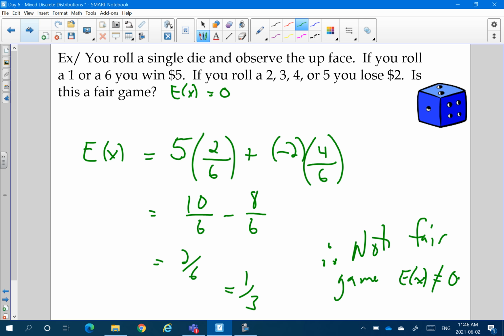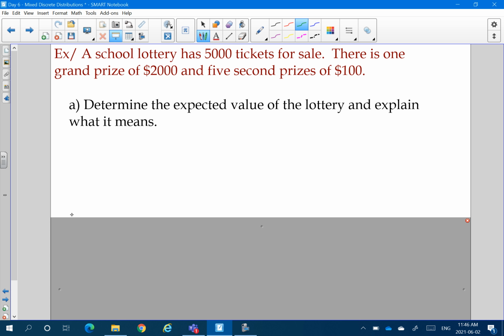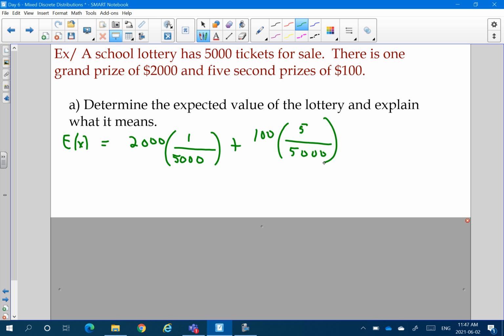All right, let's think. Here's one last question we can do together before we start the practice homework, worksheet, whatever you want to call it. Example: a school lottery has 5,000 tickets for sale. There is 1 grand prize of $2,000 and 5 second prizes of $100. Okay, so kind of getting some numbers here already. Determine the expected value of the lottery and then explain what it means. So, again, expected value is going to equal, in this case, kind of like the last one with the dice, $2,000. I'm going to win $2,000, but there's only 1 grand prize, and there's 5,000 tickets. So that's my chance of getting that 1 grand prize. Plus, I also have this $100 prize, and there's 5 of them, so there's 5 prizes out of 5,000. It's a lot of tickets, 5,000.